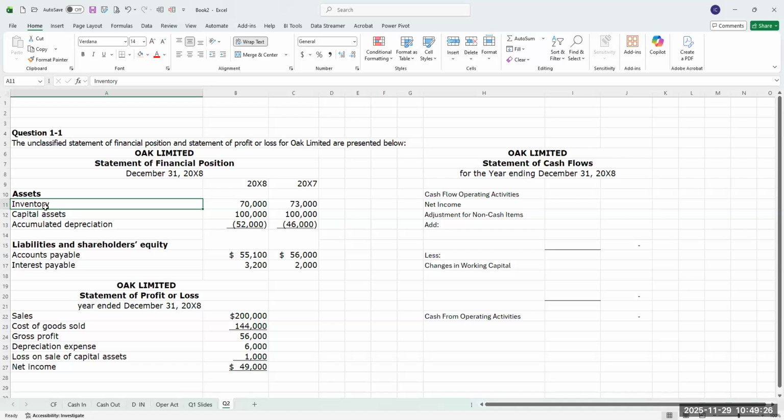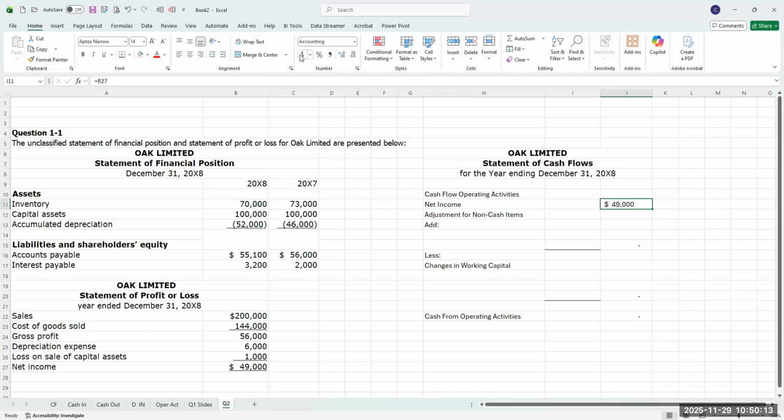So first we're going to see the balance sheet, which has inventory, capital assets, accumulated depreciation, accounts payable, and interest payable. And then we have the partial income statement, profit and loss: sales, cost of goods sold, gross profit, that's a calculation, depreciation expense, loss, and net income. The starting point will be the statement of profit and loss, and the net income there is $49,000. That's our starting point.